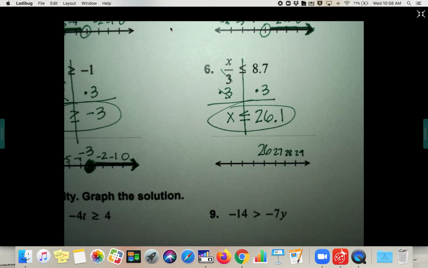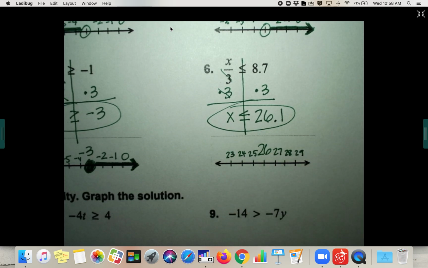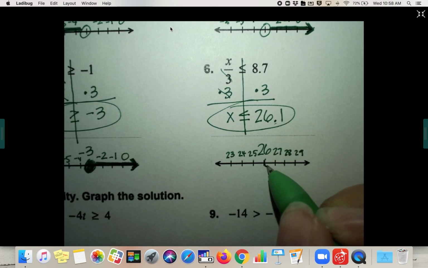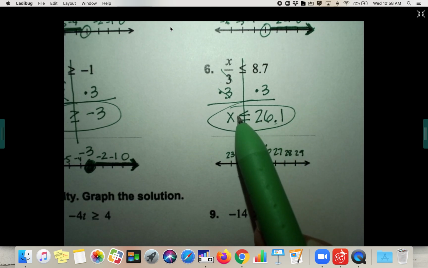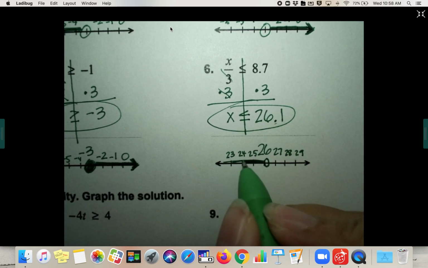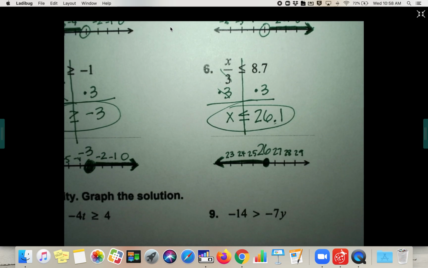I had to write really tiny. 25, 24, 23. And I want it to be at 26.1. So it's going to be just barely past the 26. It's kind of a tiny bubble. It's literally right next to the 26 because it's 26.1. I don't know what x is, but I know it's less than or equal to this. So I want to shade less than. And I want to shade or equal to. So I want to actually bubble in my 26.1 as well.